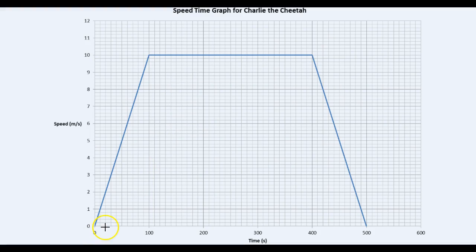Finally, in this last little bit, let's just go to the line. Finally, he got fed up of running at 10 meters per second, and he slowed back down. Okay, I can't quite get that where I want it to be, but never mind. And so he went down from 10 meters per second to 0 in 100 seconds, so it was the same acceleration apart from in the negative direction. So we can call that a deceleration.